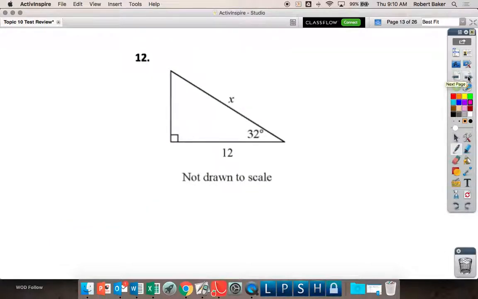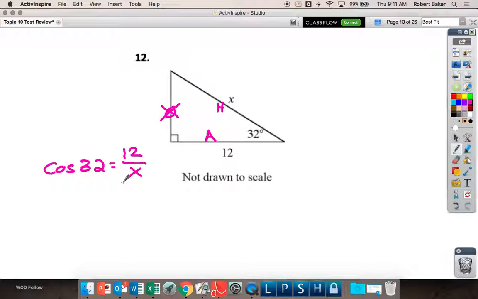Number 12. This one's going to be a little different. What trig function uses 12 and x? Cosine uses 12 and x because this is adjacent and this is hypotenuse. I do not have an opposite side. So the cosine of the angle is equal to adjacent over hypotenuse. This one's different.